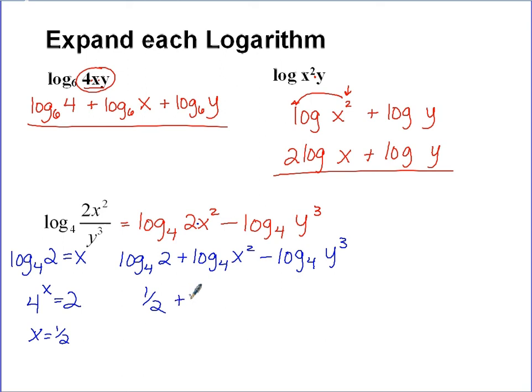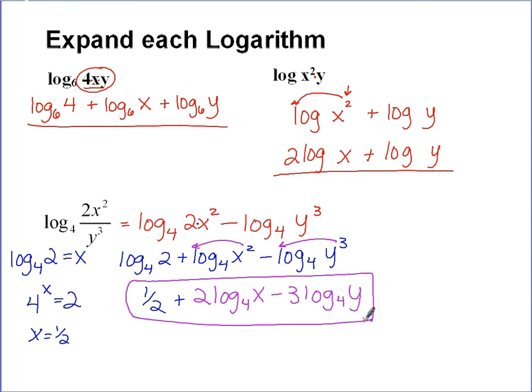Okay, so what am I going to do for the rest of this to simplify? This 2 by the power rule goes down in front: 2 log base 4 of x. This 3 can go down in front, also by the power rule. And now this thing is completely expanded.